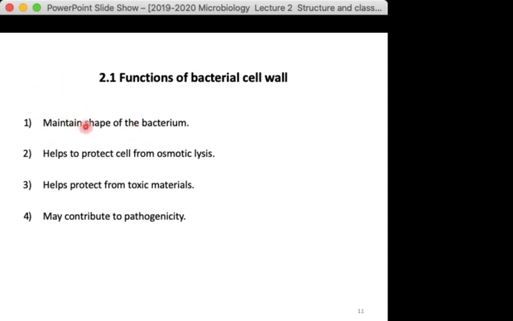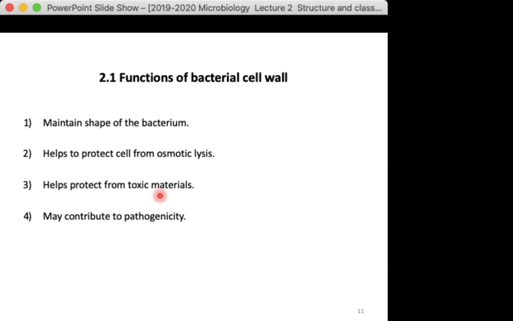So the first function is to maintain its shape and the integrity of the bacterial cell. Second, it protects from water. Water is a major threat that can kill the bacteria, through osmotic lysis, so the wall prevents the leakage of fluid caused by the difference between the inside and outside of the cell in osmotic pressure. And third, of course, toxic material.